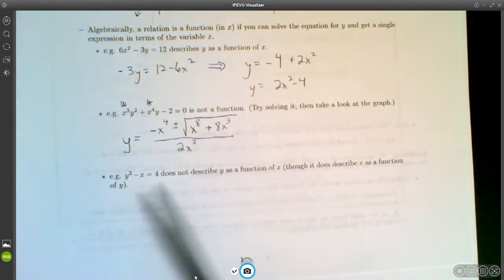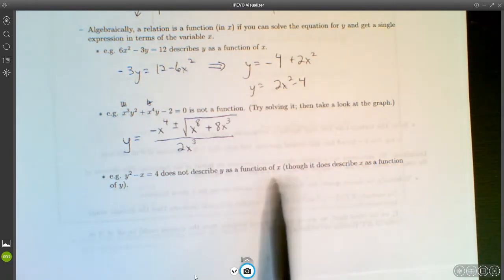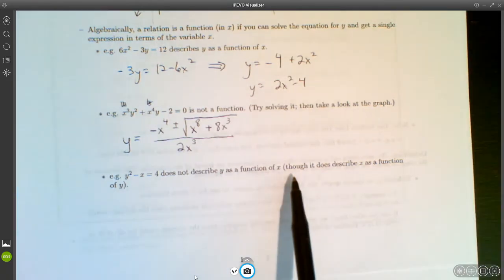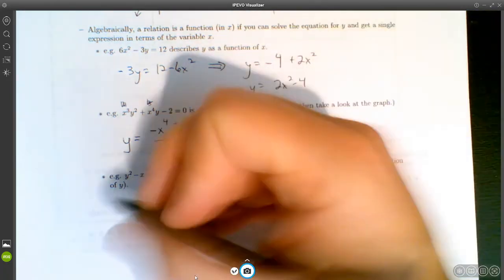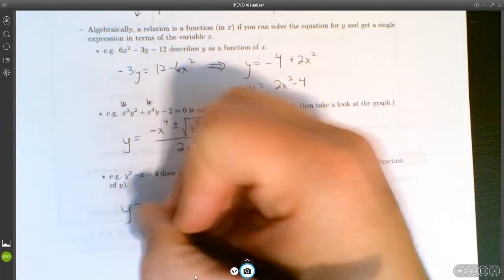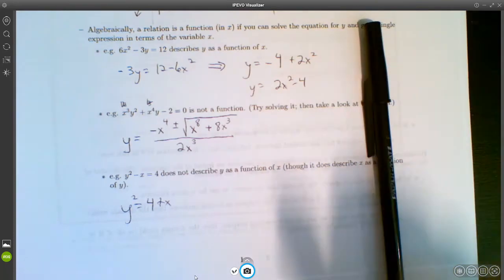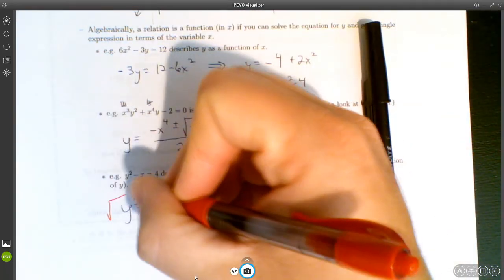Here's another example. So y squared minus x equals 4. This does not describe y as a function of x, but it does describe x as a function of y, which is kind of a trippy thing. I don't want you to worry about that so much. What we're interested in here are functions in x. And this definitely doesn't describe y as a function of x, because we can solve for y, right? But then we get two output values.